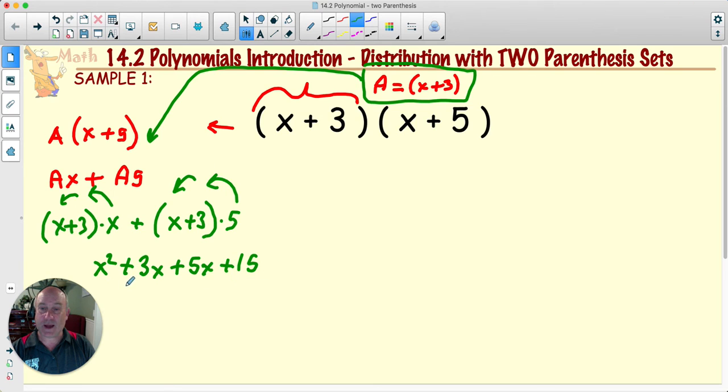Now the only added step we have to do is make sure we combine like terms. And in this case we notice we have two x's by themselves. Well, sort of by themselves, they have a coefficient, but they are a single x. So I've got 3 x's here, 5 x's there, a total of 8.